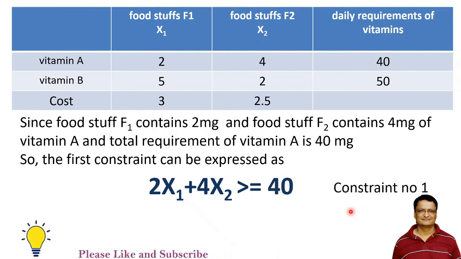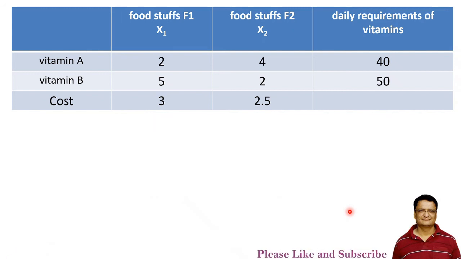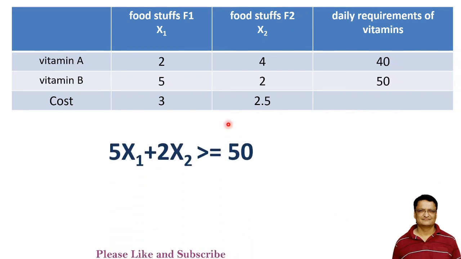Similarly, now you can evaluate constraint number 2. So just pause the video and think about what will be constraint number 2. Okay, so I hope that you have given a thought to the problem. Now constraint 2 will be given by 5 into x1 plus 2 into x2 should be greater than or equal to 50. So 5x1 plus 2x2 greater than or equal to 50 becomes my second constraint.